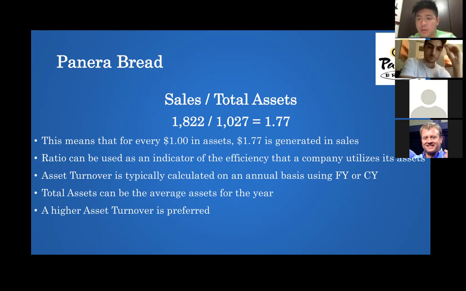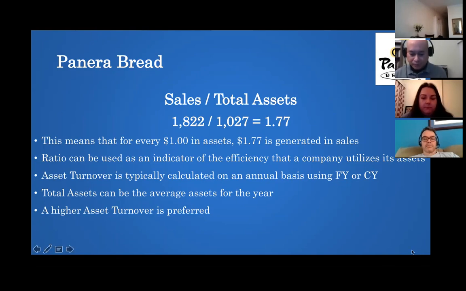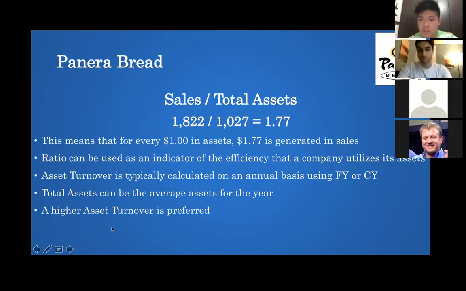The denominator for total assets is typically the average assets over the time period used. So if it's fiscal year, you can use the beginning of the fiscal year and the ending of the fiscal year assets, add them and divide by 2. For calendar year, of course, you'd use the beginning of the year and the end of the year, and so forth. Generally, higher ratios imply that the company is generating more revenue per dollar of assets. Therefore, a higher asset turnover is preferred, like what Eric mentioned earlier. Okay, next slide, please.